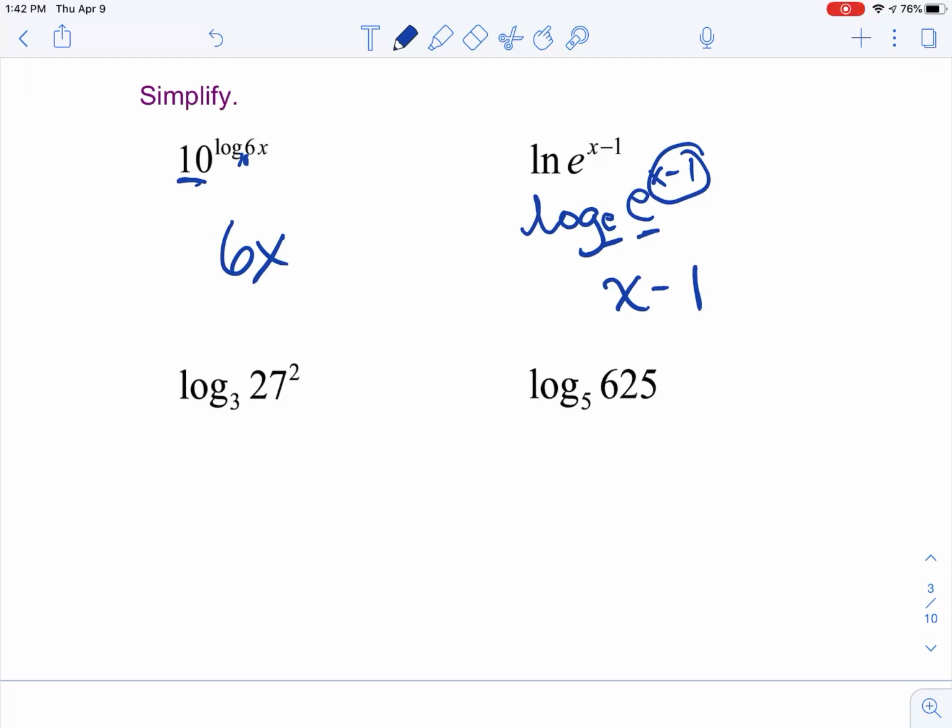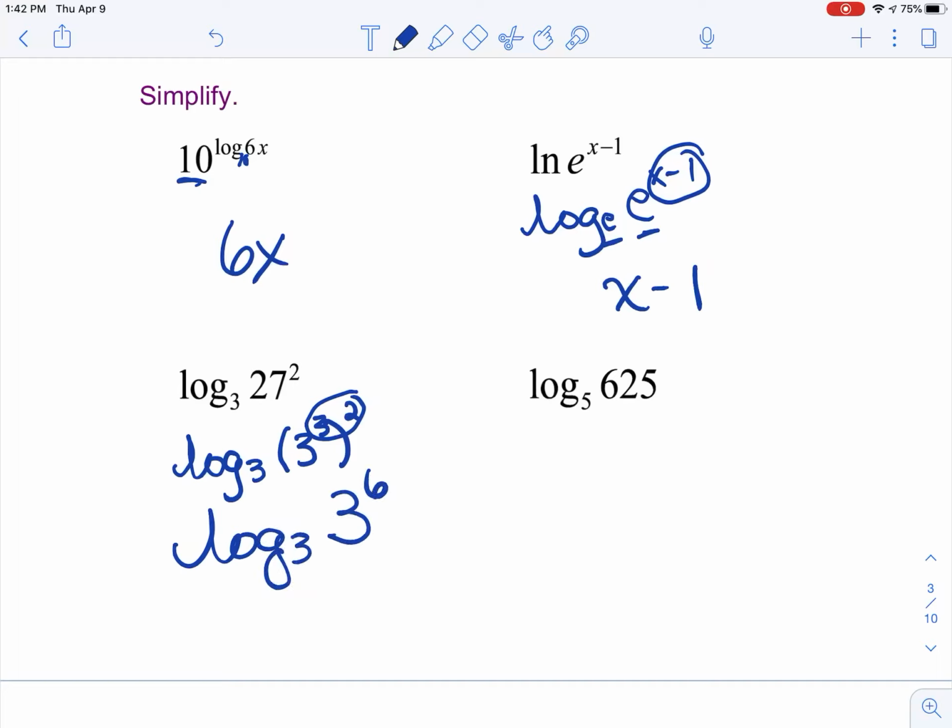On this next one, we can make our bases be the same. And when we make our bases be the same, I'm going to have log base 3. Can I make 3 to some power 27? Well, 3 to the first is 3, 3 to the second is 9, 3 to the third is 27. What do we do here when I have an exponent to an exponent? We multiply, so that's log base 3 of 3 to the 6th power. My bases are the same, so my answer is 6.